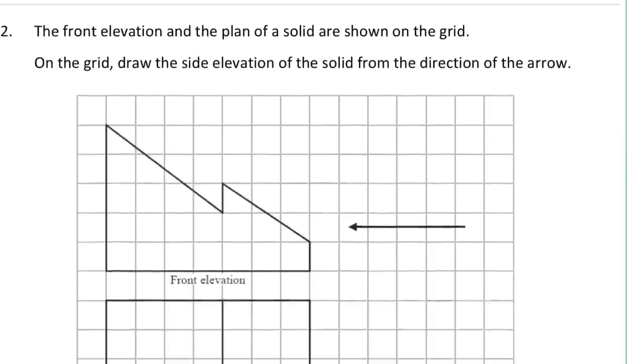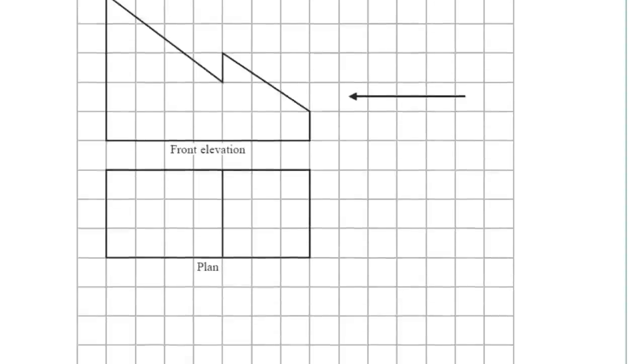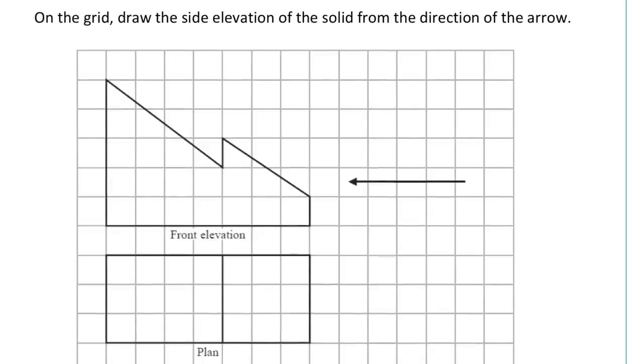Okay, on to the next one. We have some plans and elevations. It says here the front elevation and the plan of a solid are shown on the grid. On the grid, draw the side elevation of the solid from the direction of the arrow. And then we've got no more information. Typically these are centimetre grids, but we have the front and we have the plan. We want the side, which is from the direction the arrow's pointing. It's a bit annoying that that arrow's there, because I'd like to draw the side elevation right next to it.